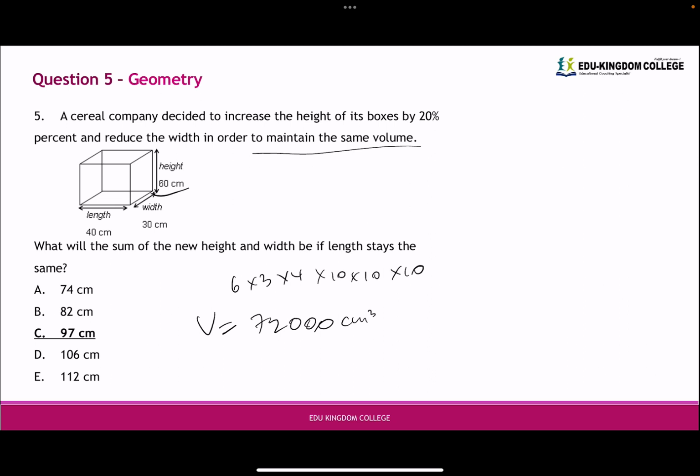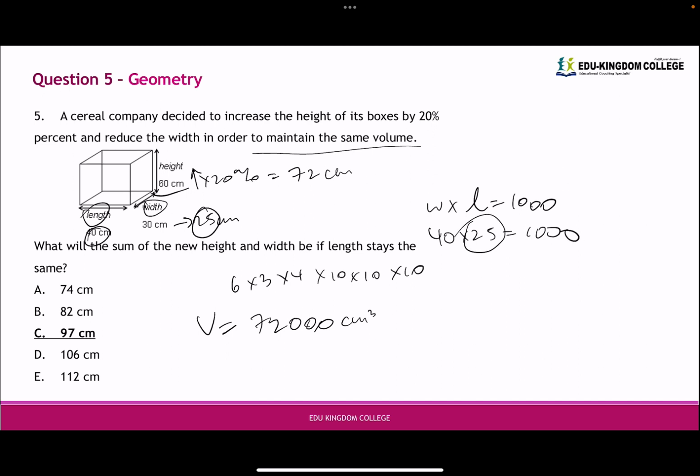Now if we increase 60 by 20%, that's actually going to become 72. So if we increase it by 20%, it's going to become 72 centimeters. So width times length now has to equal 1,000. The length stays the same. So the width should get decreased to 25 centimeters because 40 times 25 equals 1,000. So 25 is our new width, so 25 plus 72 equals 97.